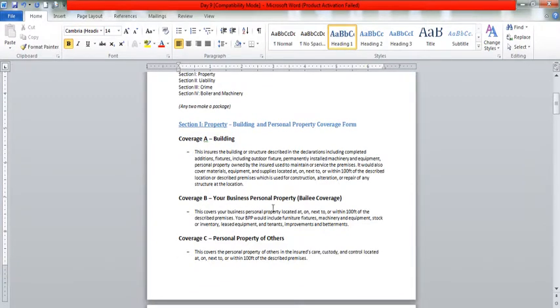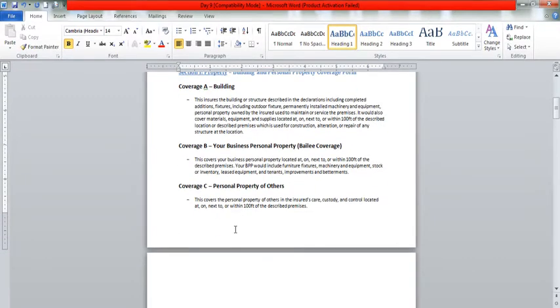Coverage B, your business personal property, the bailee coverage. If you have a business, that's a little bit different. This covers your business personal property located at or next to, or within 100 feet of, the described premises. A lot of times people are renting the businesses. They're renting the businesses, they don't own the building, but they do own the property. So that's business personal property.